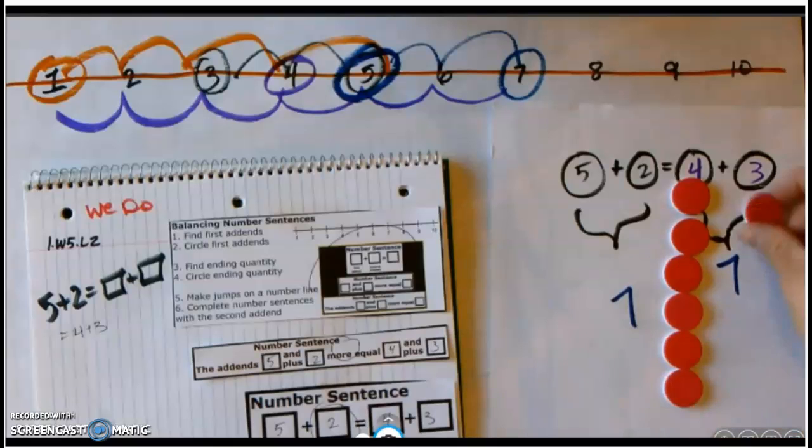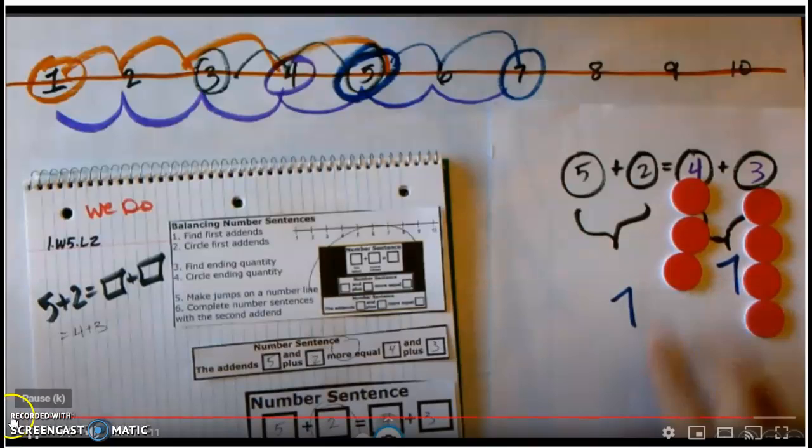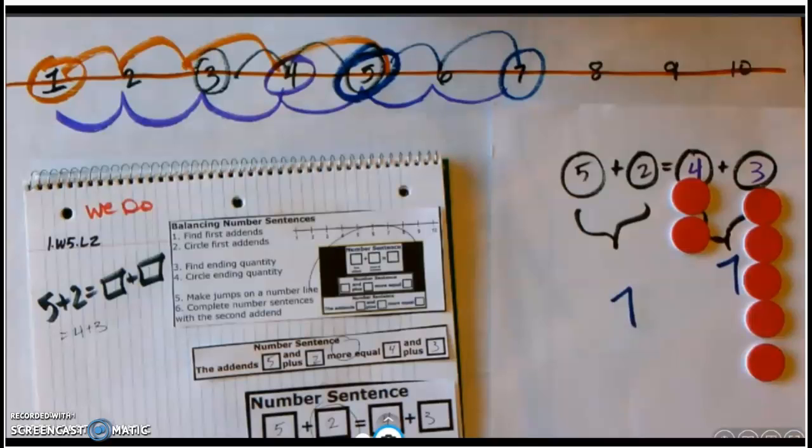Or going backwards, 6 plus 1. 5 plus 2. 4 plus 3. 3 plus 4. 2 plus 5. 1 plus 6. Or even 0 plus 7. You got any of those correct? High five. Pause the video, check your work, and then go back to our classroom.